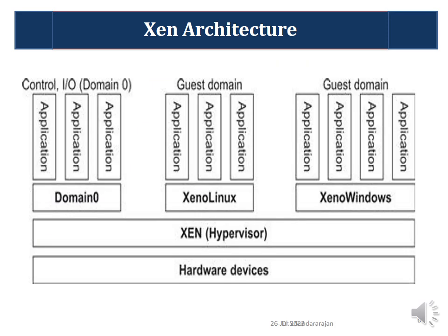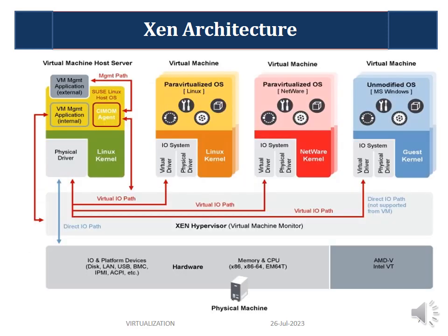So we'll see diagrammatically how the Xen architecture will look. We'll have the hardware devices. Above that you have the Xen hypervisor, then domain 0. Domain 0 will have the applications, and this controls the I/O. The others are called domain U. So XenoLinux, the guest domains will be there, XenoLinux, Windows. The Xen architecture will look like this.